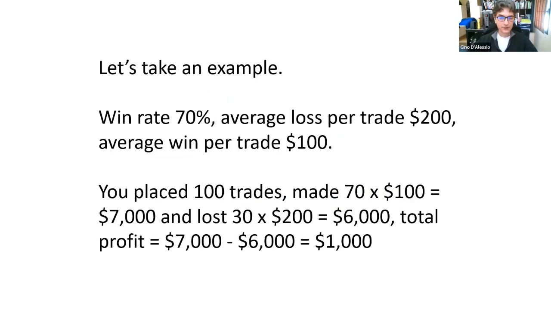So speaking about the average, to put things together, the average win per trade and average loss per trade, and your win loss ratio or your win rate, let's have a look at an example, which will help us understand why it's important to have an average loss per trade that is low, preferably lower than your average win per trade. So let's say you have backtested a strategy and you achieved a win rate of 70% with an average loss per trade of $200 and an average win per trade of $100.